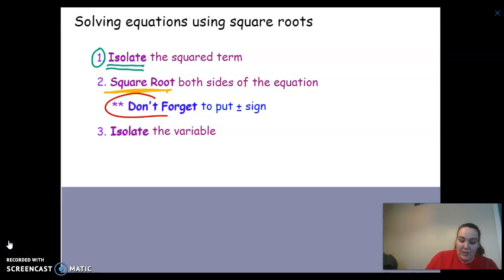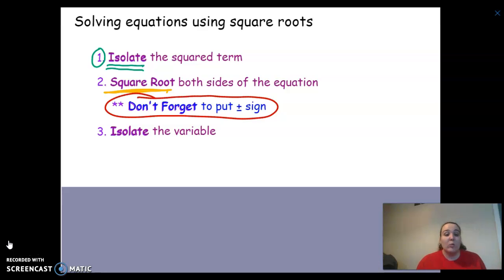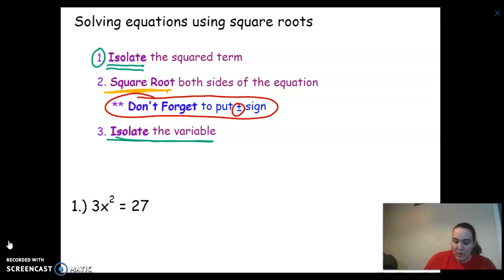Now this part down here is very, very, very important. It says don't forget the plus or minus sign. Anytime we solve a quadratic, there will be 2 answers. Okay, when we're solving by square roots, the only way to get 2 answers is that there is a positive and a negative, and I will show you what I mean by that on our first example here in a moment. After you isolate the square root, not forgetting to put the plus or minus, then you're going to isolate the variable, and in that sense right there, you're just solving at the end. Okay, so here's our first example.